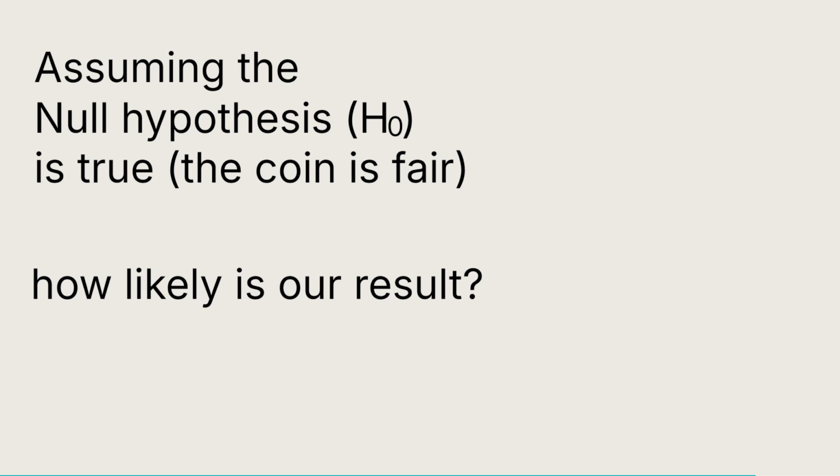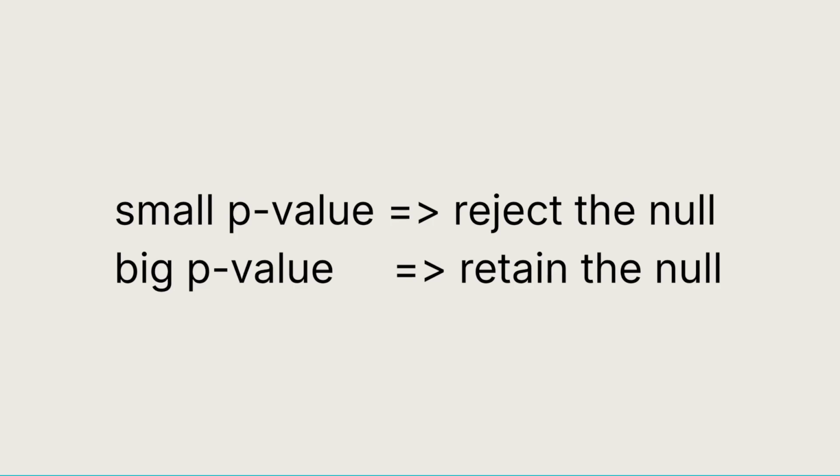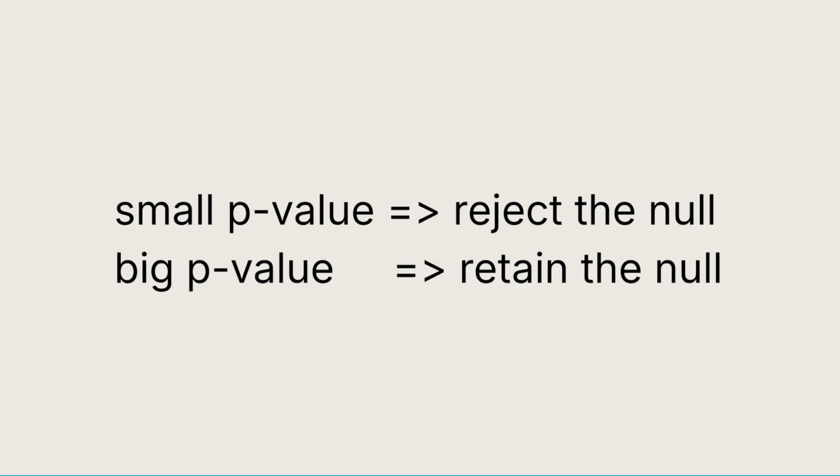After we collect the data, we ask, how likely would this result be if the null hypothesis were true? So if the p-value is small, it means that the result is very unlikely, given that the null hypothesis is true. And in that case, we say the data doesn't sit well with the assumption, so we reject that initial assumption. We reject the null hypothesis. If the p-value is large, we say that it fits well with the data, and in that case, we fail to reject the null hypothesis. We keep our initial assumption.